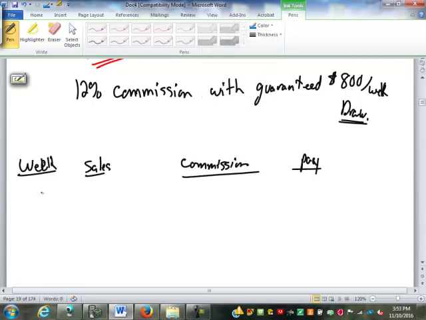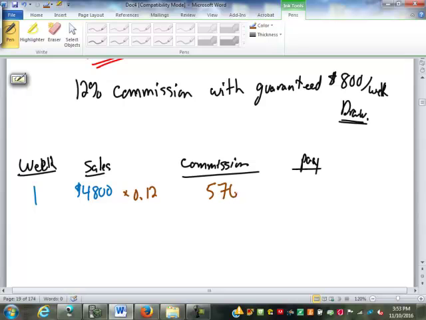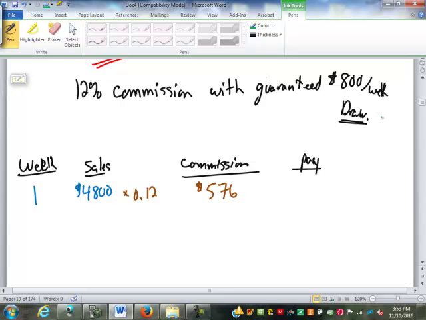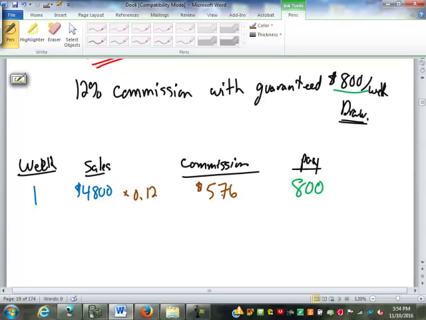Let's say that in week 1, you have sales of $4,800. Your commission off that is going to be 4,800 times 0.12. $576 is your commission. How much are you going to get paid? What's your paycheck going to be? $800 they're guaranteeing you, right? No. They guaranteed you $800, but you only earned $576.